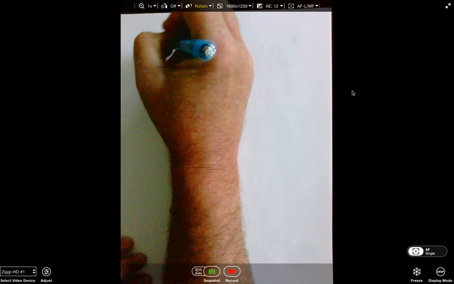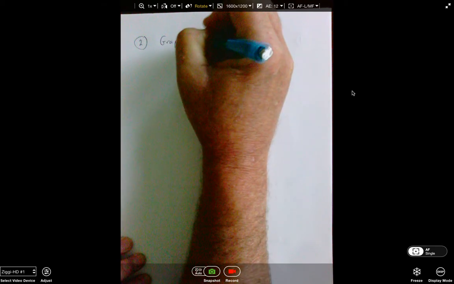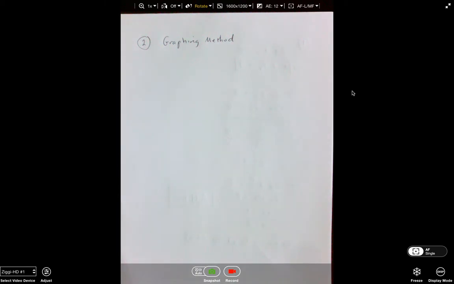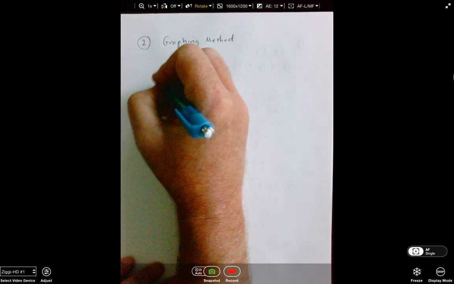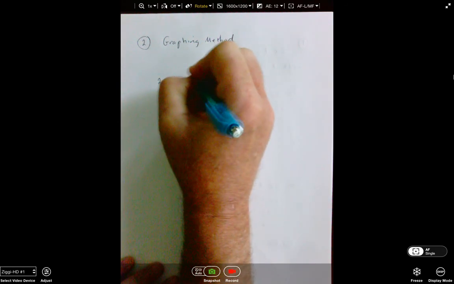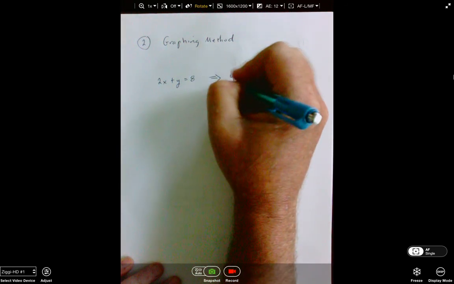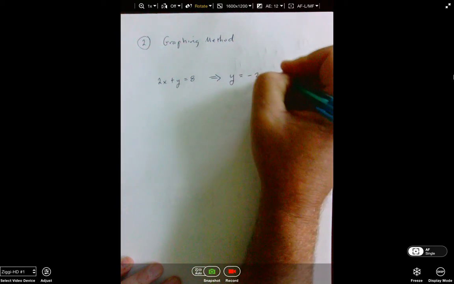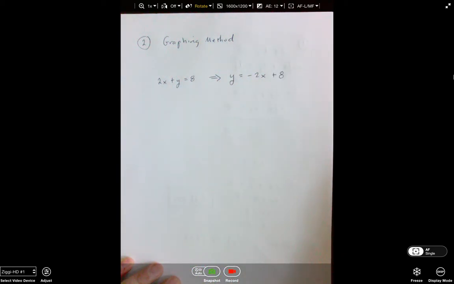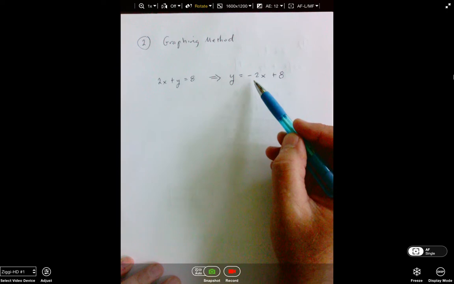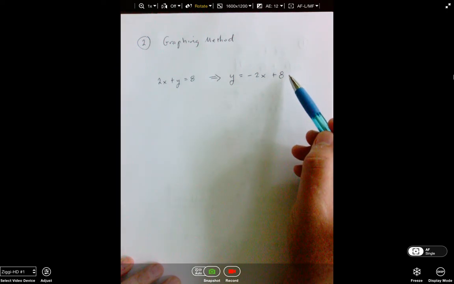Now, another way that I want to talk about here, just to point out and reinforce that the solution to these things truly is the point of intersection. What I could do is take this 2x plus y equals 8, and put this in y equals mx plus b form. Now this is a really cool form to get any linear equation in, because we know very quickly the slope is -2, and we know that the intercept is +8.